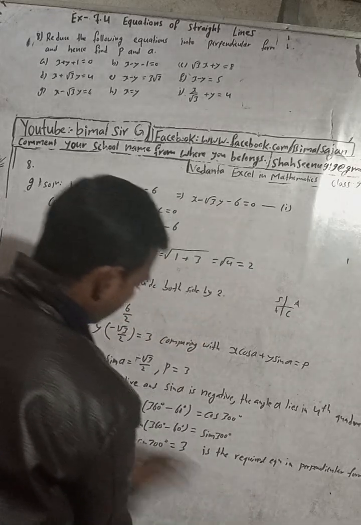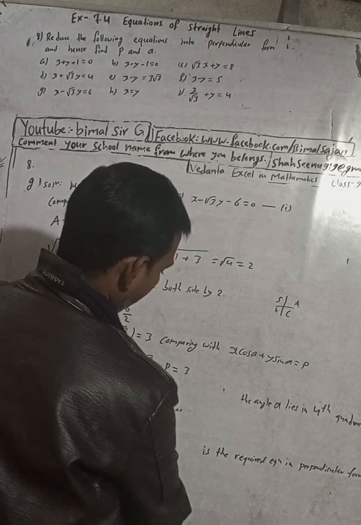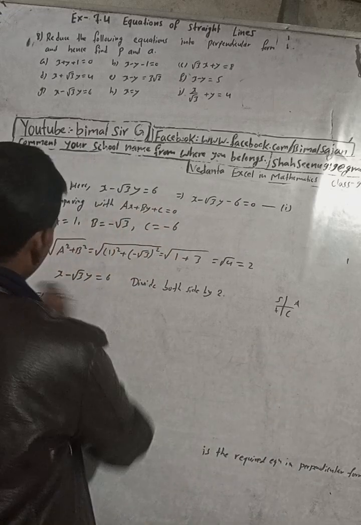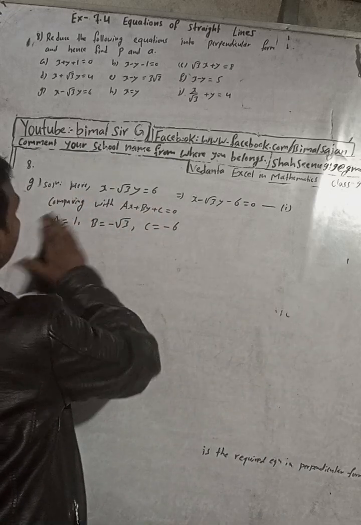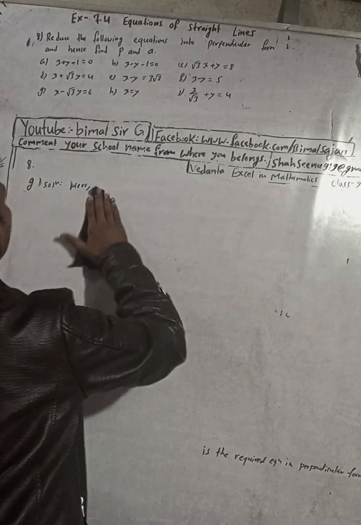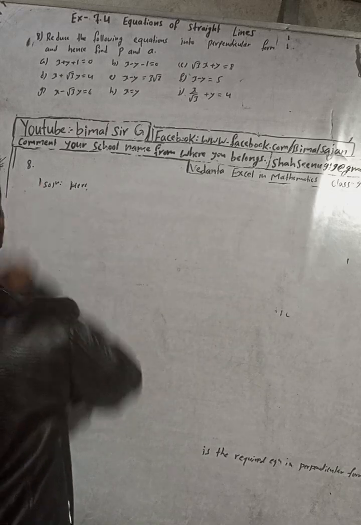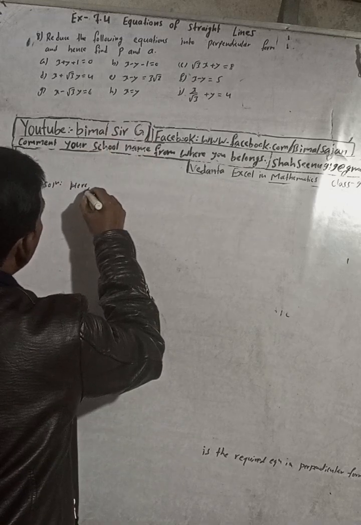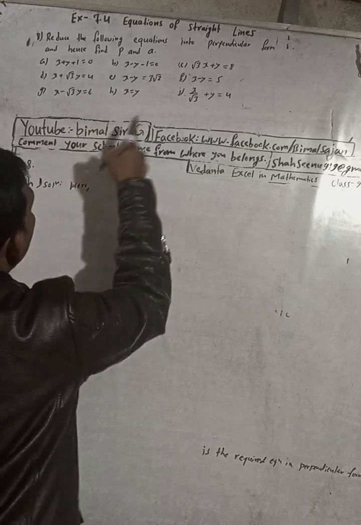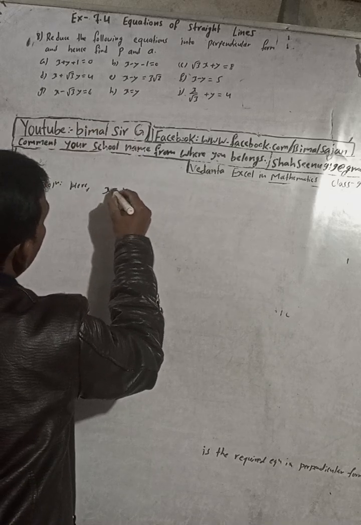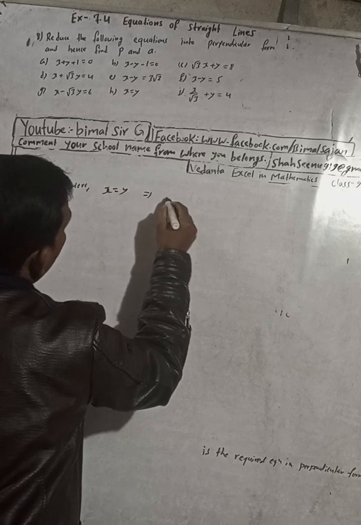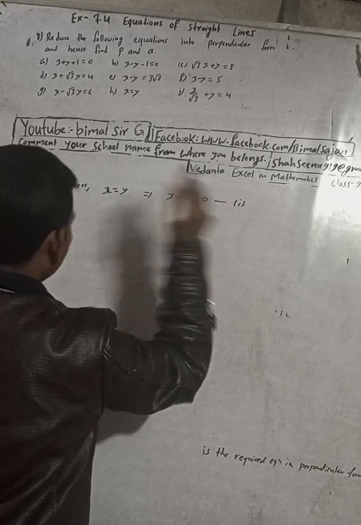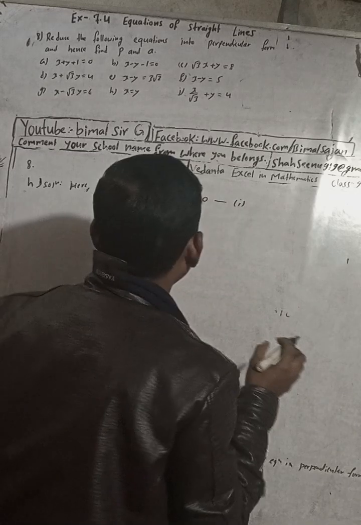Now H number. The solution of H number 8h. The question is given here, x is equal to y, and for this equation we can write x minus y is equal to 0. We can write this as equation 1. Okay, now compare.